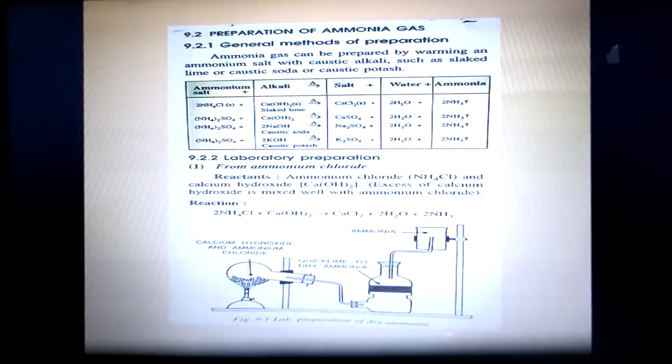Now the lab preparation. For the lab preparation we prefer to use ammonium chloride. Not any ammonium salt, but ammonium chloride. And then we heat it in the presence of an alkali. The alkali preferred here is slaked lime. Clear? And we ensure that we take a larger amount of calcium hydroxide because ammonium chloride is a sublimate substance.